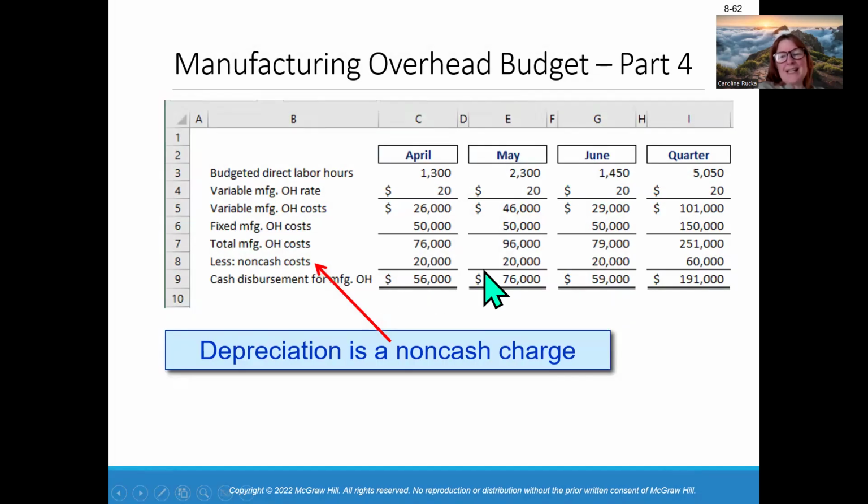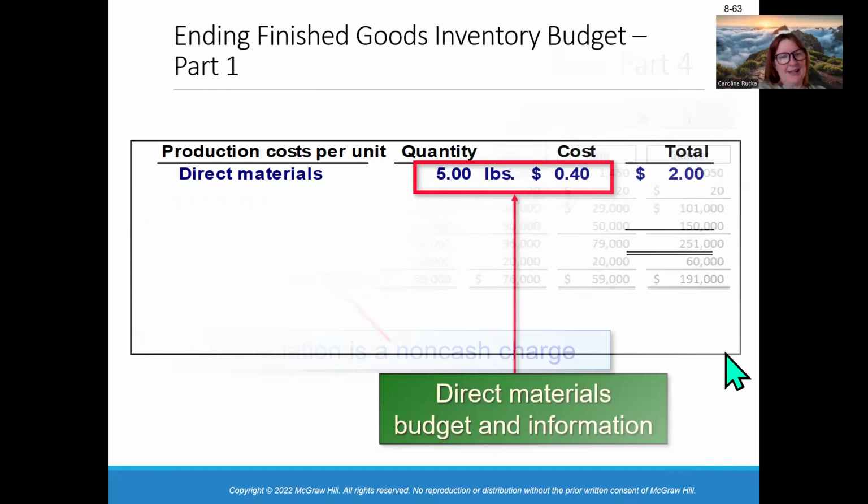Then we're going to subtract out the non-cash costs because that's not money out of our pocket, so we don't have to budget for that. Okay, and that's going to give us our cash disbursement for manufacturing overhead. This one's also pretty simple. Okay, there's no overflow stepwise to other months or anything like that.